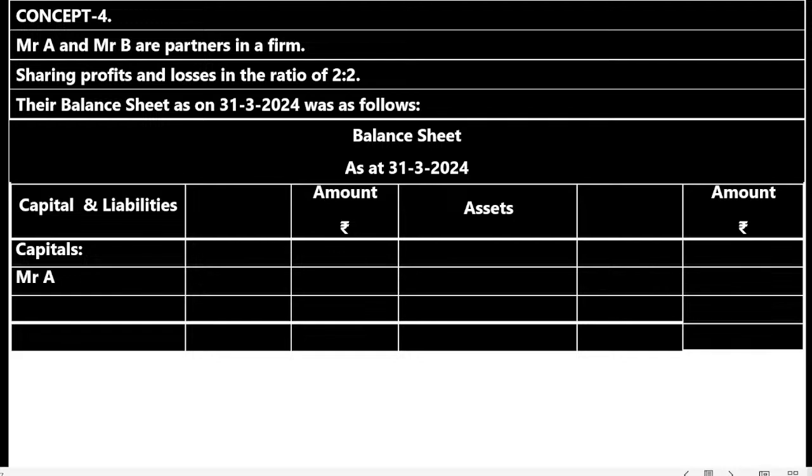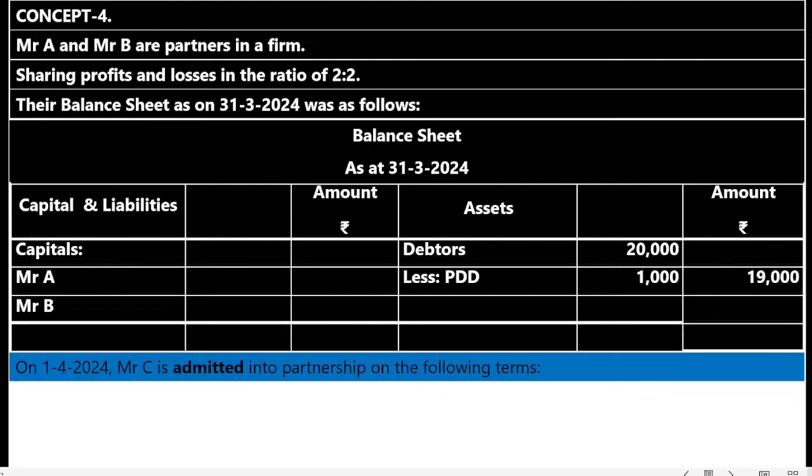Capitals Mr. A, Mr. B. Debtors inner column 20,000 gross amount less PDD 1,000 old PDD. Net amount is 19,000. On 1/4/2024, Mr. C is admitted into partnership on the following terms. Now, this question is relating to admission of a partner because the term used is admitted.